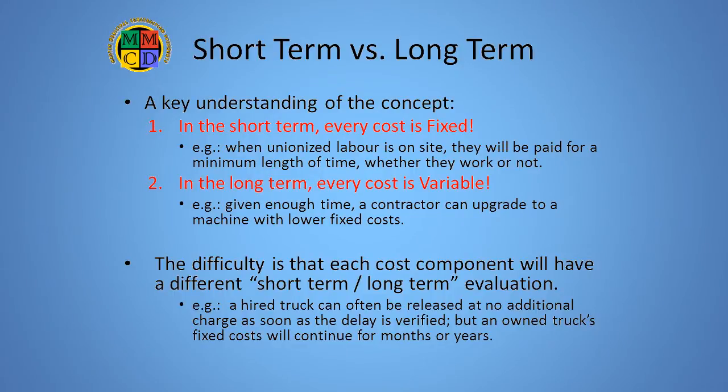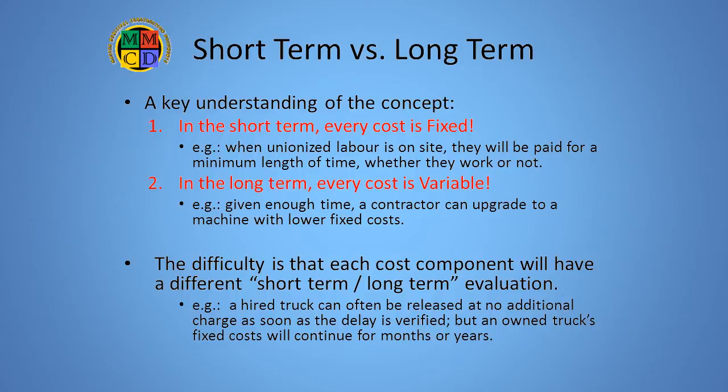This all seems fairly straightforward. However, a key concept to understand is the effect of the duration of the delay. In the short term, all costs are fixed, as there is almost nothing that can be done to mitigate them. For example, if the delay is an hour or two, there is no practical way to eliminate labor costs if the workers cannot be reassigned. If the delay is days or more, it is likely the workers can be reassigned or laid off, thereby eliminating the owner's obligation to pay for them.